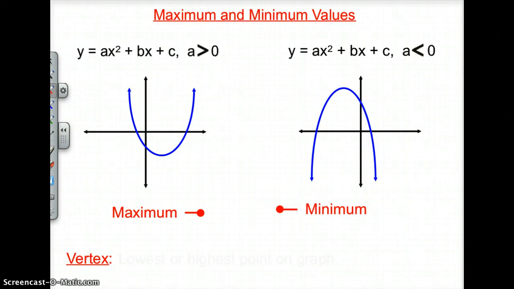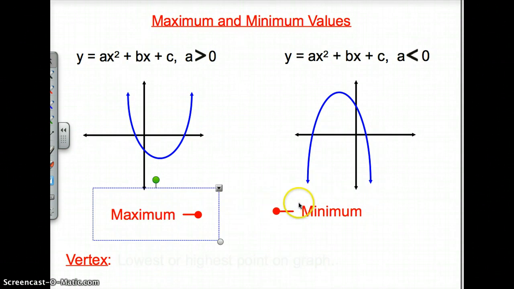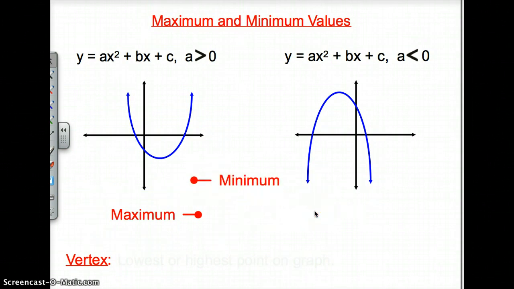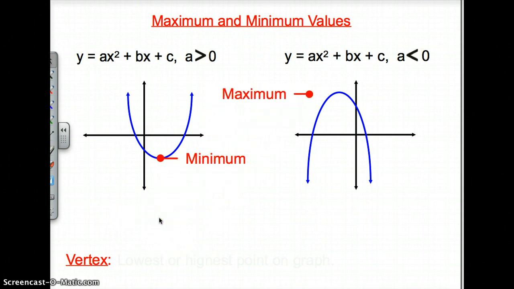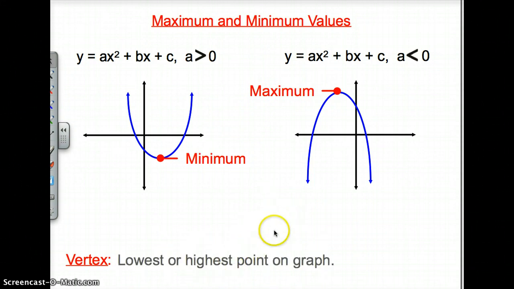Now again, I want to remind everybody of maximum and minimum values. When we have y equals ax squared plus bx plus c and a is greater than 0, we have a parabola that opens up with a minimum value, and we have a parabola that opens down if a is less than 0, with a maximum value. And now remember, the vertex is the highest or lowest point on the graph.